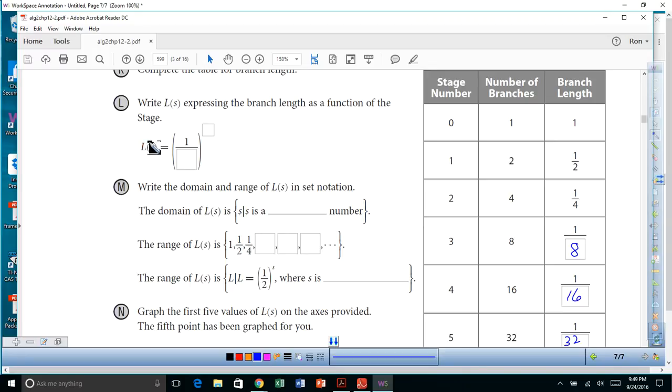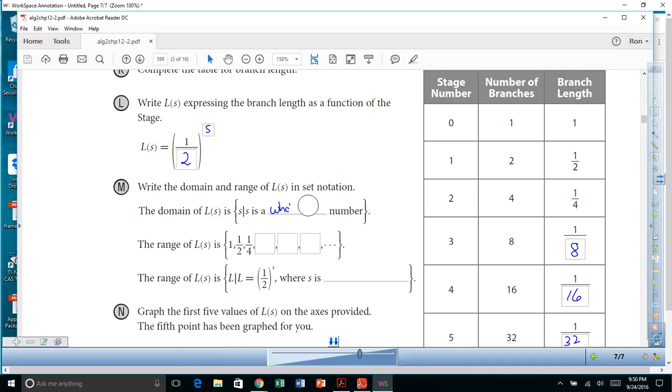L sub s, write L sub s expressing the branch length as a function of the stage. So L sub s equals 1/2 to the s power. Write the domain and range of L sub s in set notation. The domain of L sub s is s such that s is a whole number.